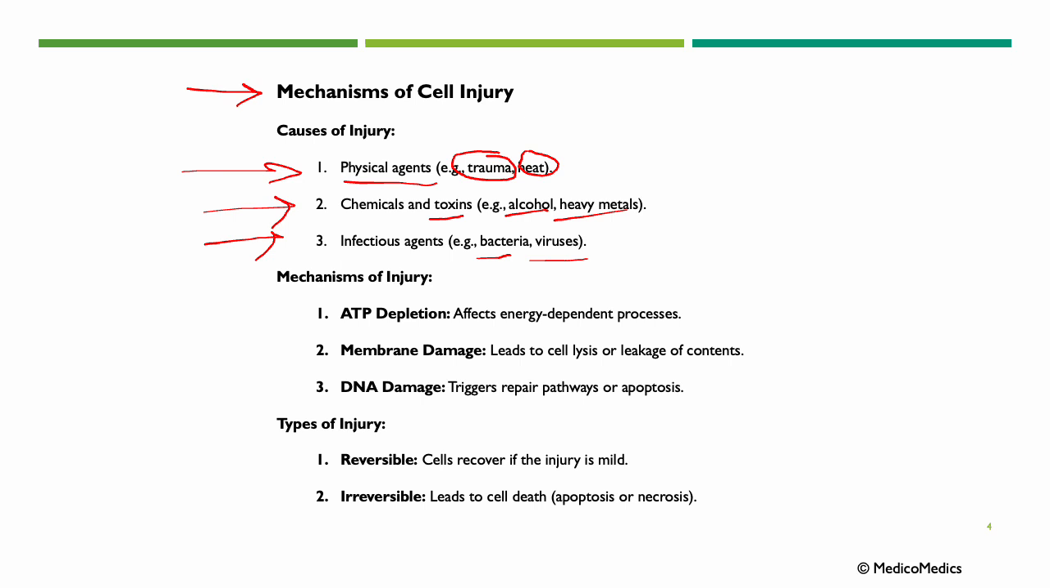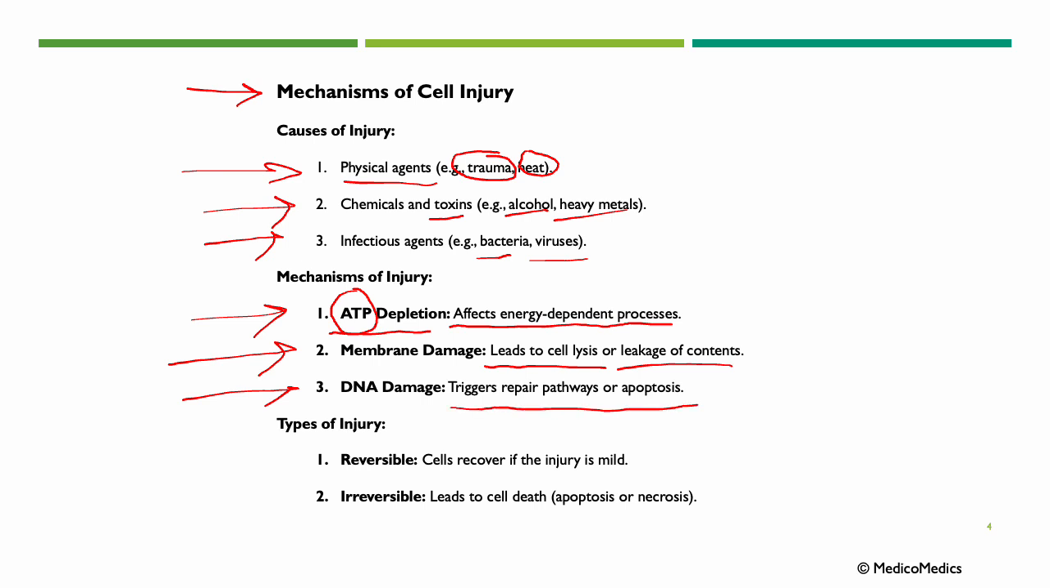Now, the mechanisms of injury then, to name a few, we have ATP depletion. Remember, ATP is our main energy currency. So if this is depleted, it affects energy-dependent processes. Membrane damage, so it could lead to cell lysis or leakage of contents. Direct DNA damage, triggering repair pathways or programmed cell death, apoptosis.